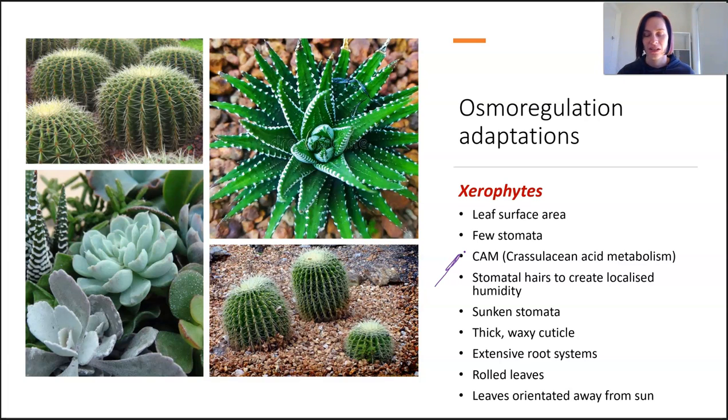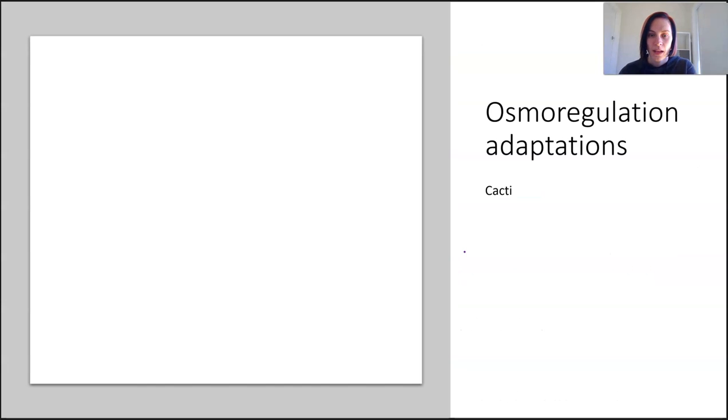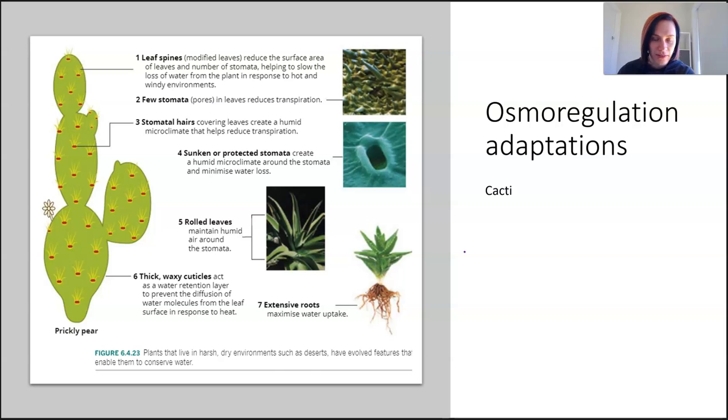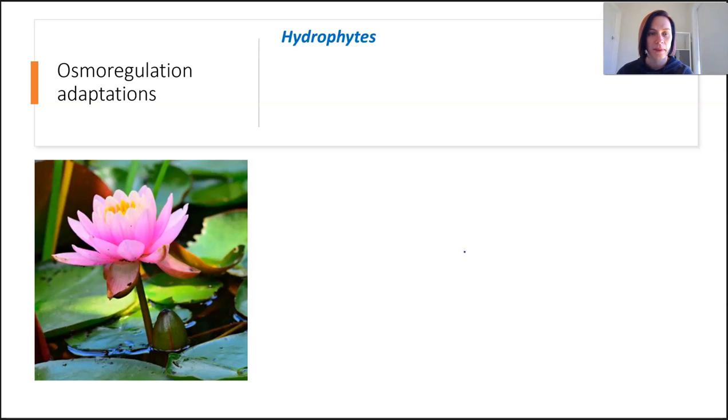So in hot conditions, also some xerophytes will produce a hormone, and that hormone is called abscisic acid, and high levels of this will cause the stomata to close, preventing water loss as well. So there seems to be a bit of a theme running here. Now, cacti are our well-known xerophytes, and this is straight out of Pearson and has a really nice summary of some of those adaptations.